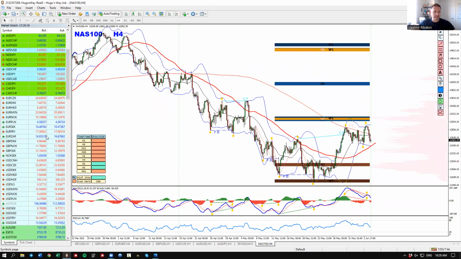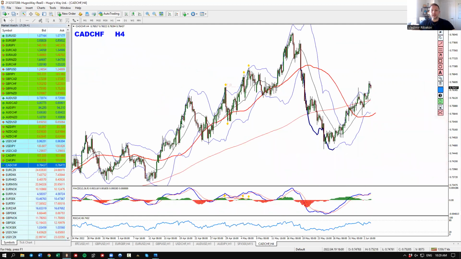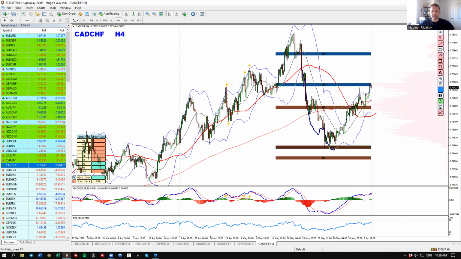The next one was the CAD franc. As we discussed in the previous week, we want to see this rally taking place until we slow down like we do here. So we have the zone of rejection here, previous swing highs of the uptrend, a beautiful volume area from the daily chart, as you can see here, and a bearish divergence that starts to develop on the histogram. So the sell should come in once the price flips.